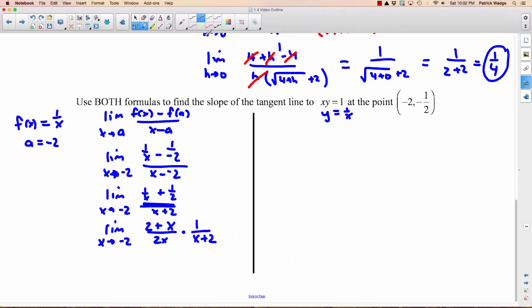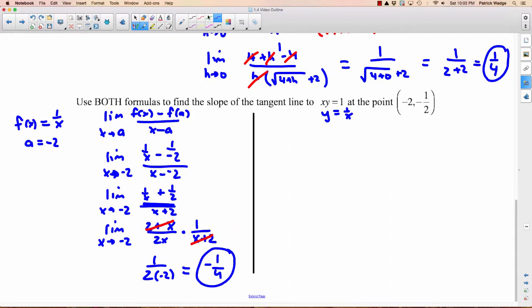Why is this good news? Because we have 2 plus x and x plus 2. Order doesn't matter when you're adding. So this and this can be canceled out. Now we're able to substitute. What you're left with is 1 over 2 times, plug your -2 in, you end up with 1 over -4 or -1/4. So that's the first way you could do it.